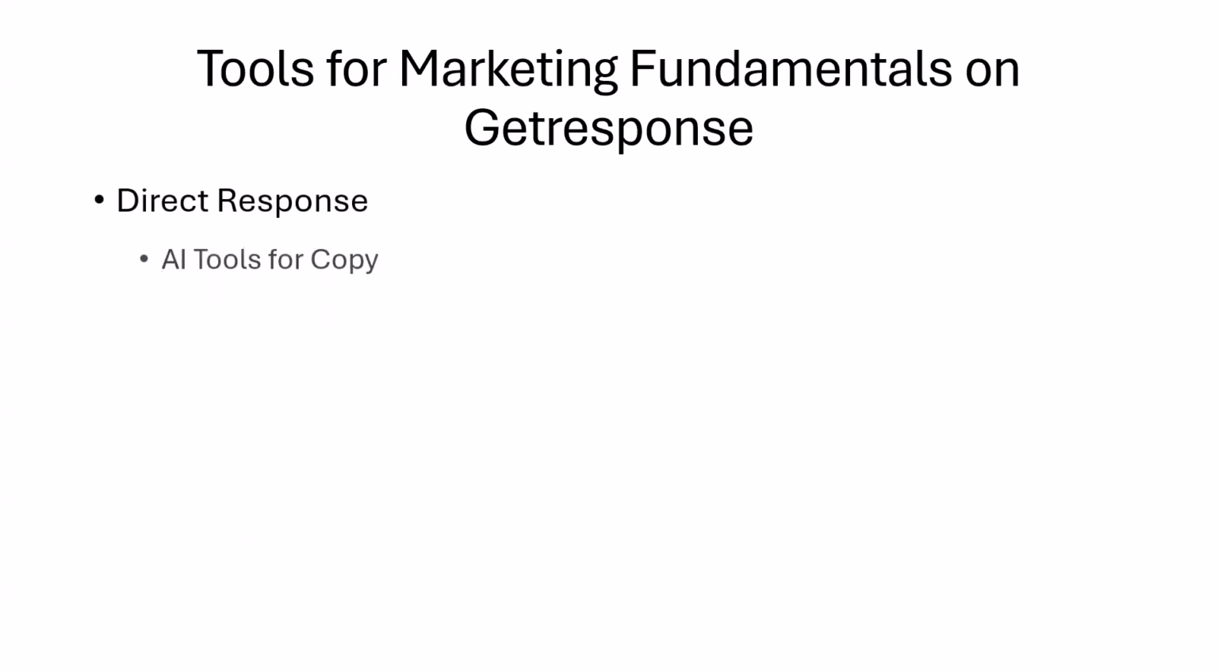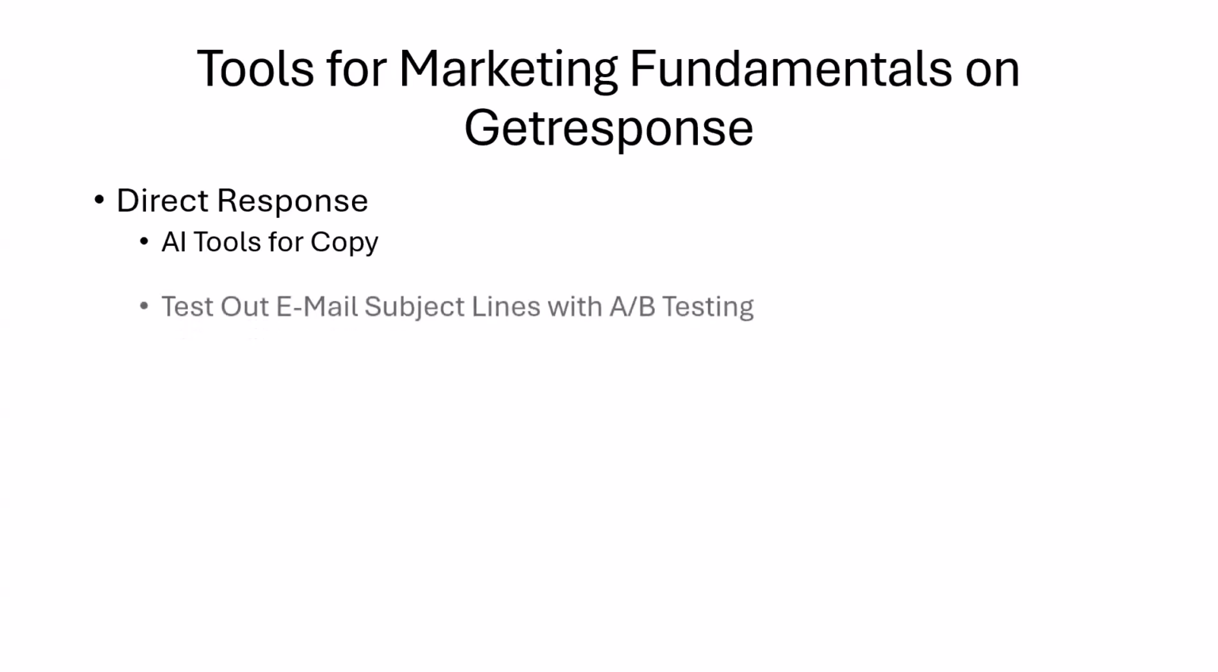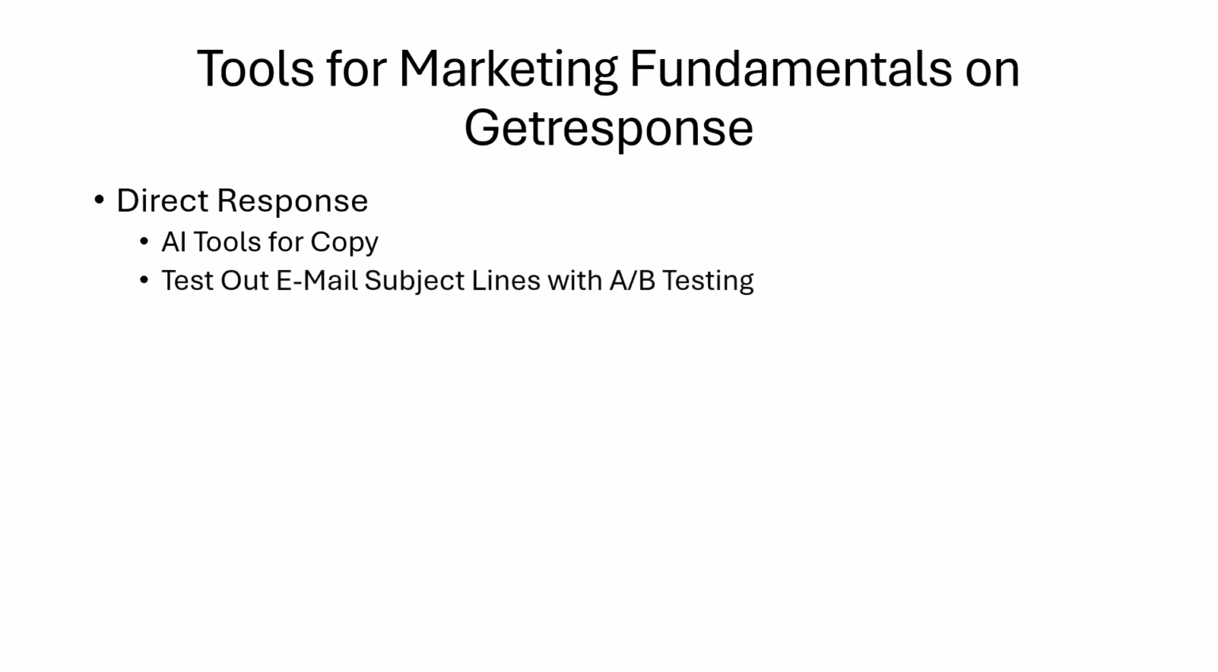In terms of direct response, there are AI tools for copy. Those are part of the upgraded program. But if you have ChatGPT, you can use that. You can use ChatGPT, good enough for your AI copy. They do have A/B testing for your email and your subject lines. So if you want to test out your subject lines, you want to see which one converts better, there are tools inside of GetResponse to help you to be able to do that.